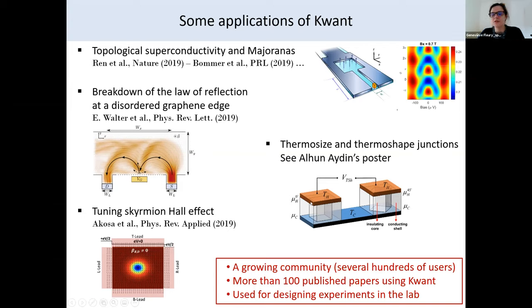So that's only a few random examples among a lot of possible applications, just to illustrate the fact that Kwant has become a powerful and popular software for simulating electronic quantum transport, because of its versatility, because of its efficiency, and also because its interface is easy to use. So it's quite easy to learn Kwant.